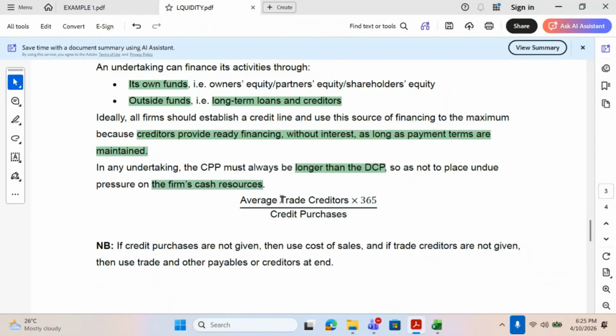Because if you pay your creditors first before you collect, where are you going to get money? How are you going to get money to pay your creditors if you have not yet collected from your debtors? All the people who are owing you must pay you money first before you pay those you are owing. That's a principle. It doesn't only apply to the business. Even you yourself, you cannot pay people you are owing if you have not yet collected your money from those who are owing you. That's a principle, so you must always try that.